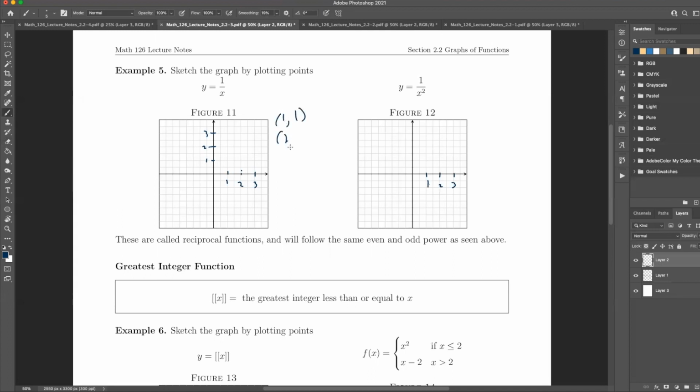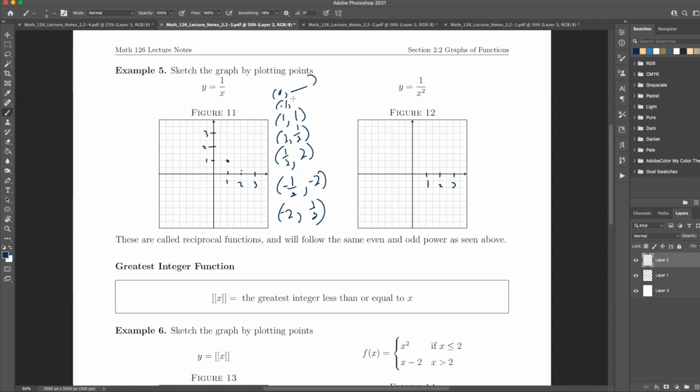All right, so here, if I plug in 1, I get 1. If I plug in 2, I get a half. If I plug in a half, I get 2. And if I plug in minus a half, I'll get minus 2. And if I plug in minus 2, I get minus a half. Okay. So here's just a bunch of points I plugged in. And so 1 and 1 is a point. If I plug in 0, I get nothing, right? So once again, this is undefined, and I can't actually plug in that point.